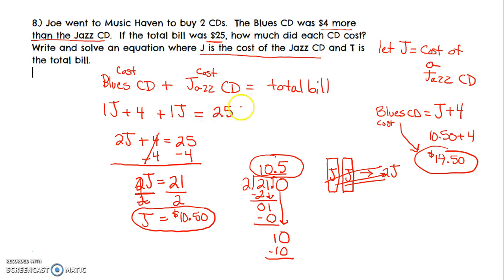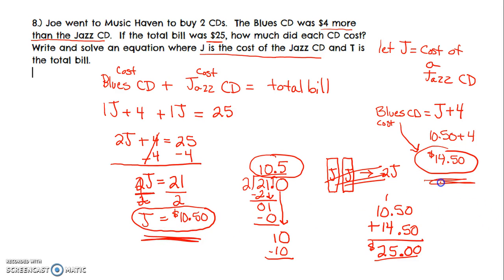How can we check if we've really done this correctly? We could add those together and hope to get 25. Let's do $10.50 plus, if the blues CD was $14.50, and I add that up, 0 and 0, 5 and 5 is 10, put down a 0, carry a 1. Make sure you carry down your decimal point. 4 and 1 is 5. 1 and 1 is 2. Yay! The total cost was $25. So your jazz CD was $10.50, your blues CD was $14.50.